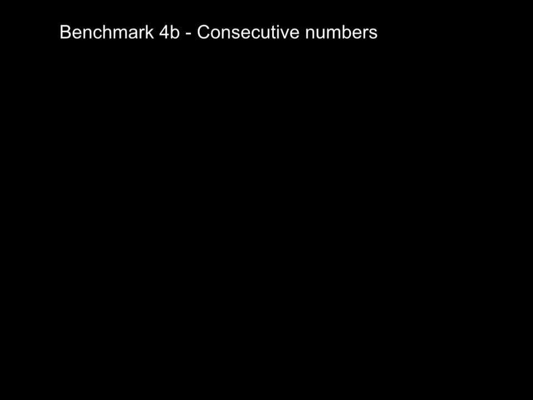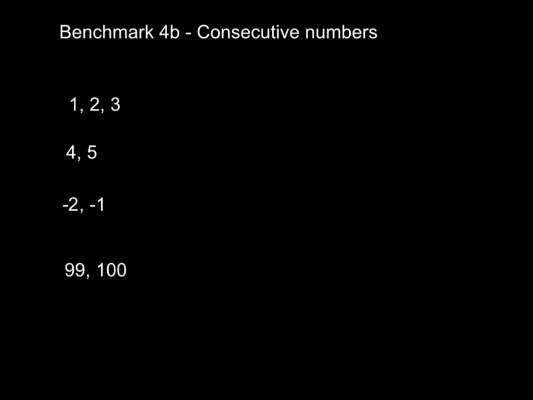So this is going to be a quick introduction to benchmark 4b, consecutive numbers. Consecutive means next to each other or in a row. So some examples of consecutive numbers are 1, 2, 3, 4 and 5, -2, -1, 99 and 100.